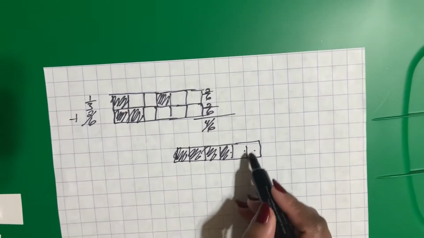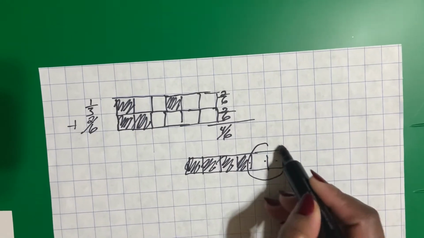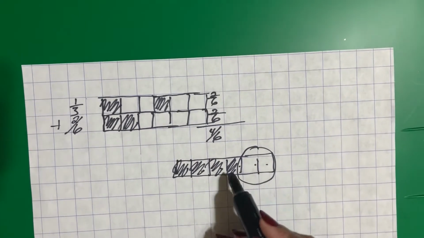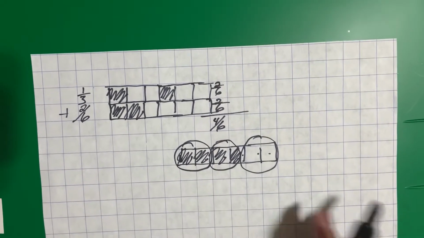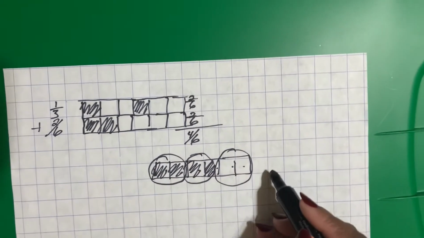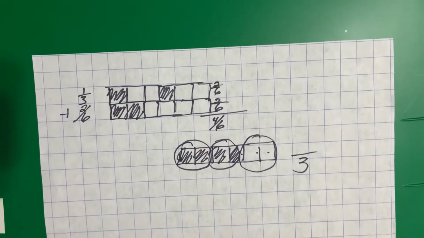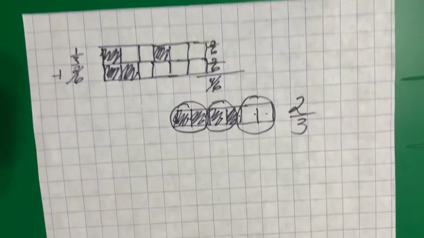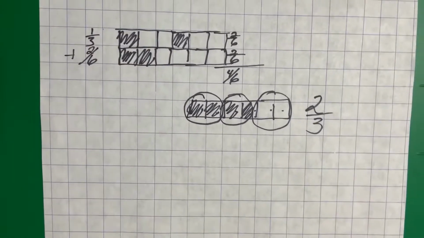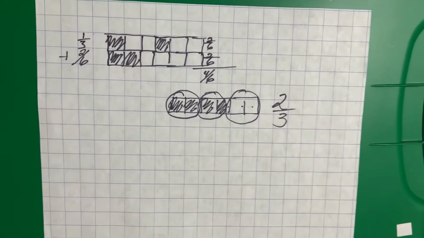So here's a group here that is not shaded, so I can circle that. And here's another group here, and here's another group. So how many groups do you have total? You have 3 groups total. And how many groups are shaded? 2. So you've just simplified that fraction without finding the greatest common denominator.